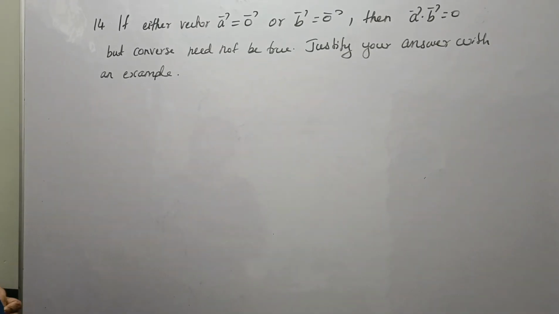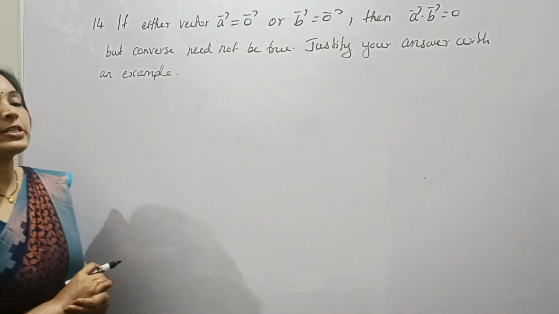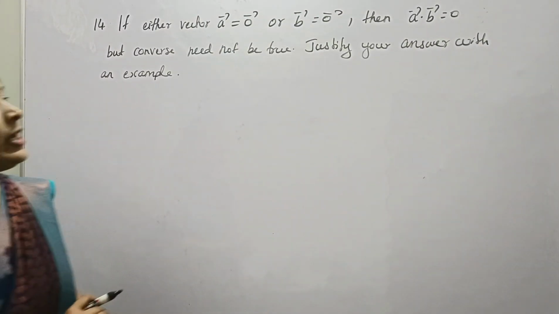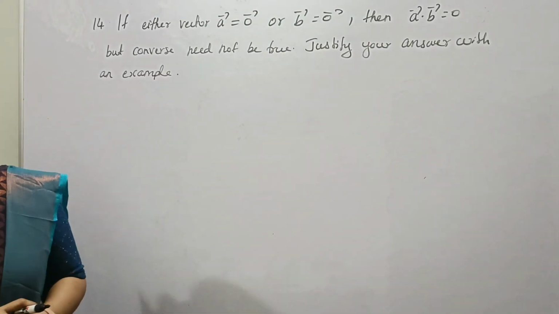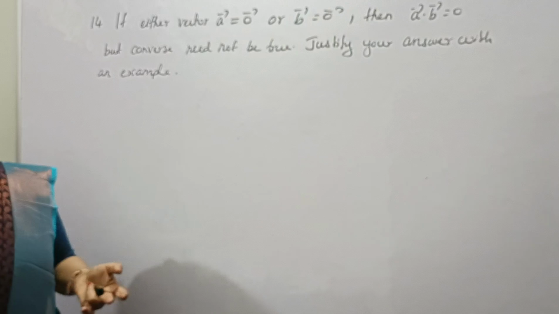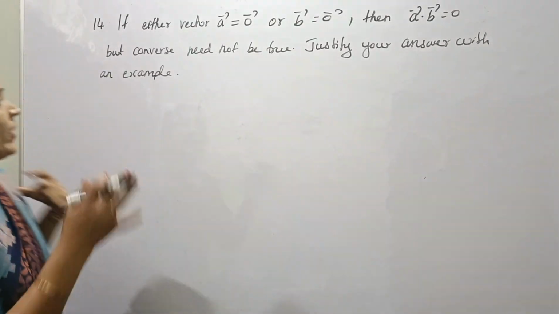If either vector a is equal to 0 or vector b is equal to 0, then vector a dot vector b is equal to 0. But converse need not be true. Justify your answer with an example. So here, if either vector a is equal to 0 or vector b is equal to 0, we know that vector a dot vector b is equal to 0. So what is the converse?